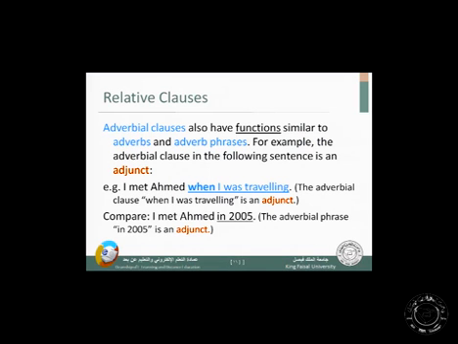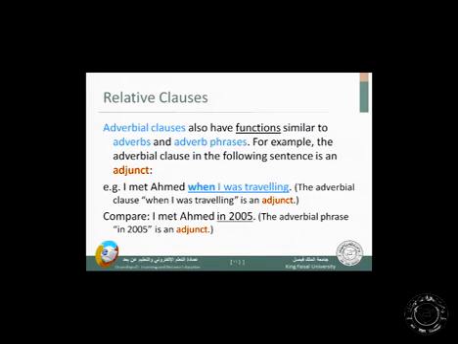Adverbial clauses also have functions similar to adverbs and adverb phrases. So they are similar in function to adverbs and adverb phrases. We talked about the function of adverbials previously. So for example, the adverbial clause in the following sentence is an adjunct. One of the functions of adverbials is that they are adjuncts.